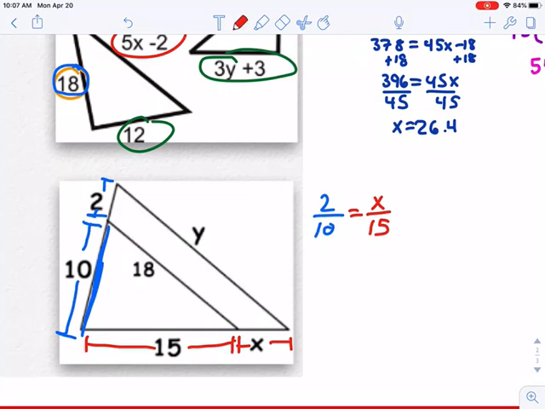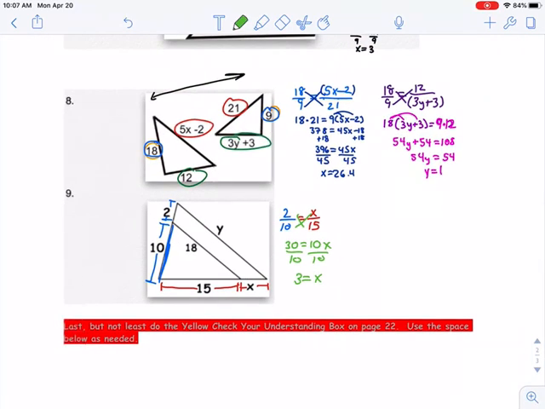All right, this ratio, this scale factor is going to be the same. All right, you can set it up like this. You're going to get 30 equals 10x. Divide by 10. 3 equals x. Okay, so that was part 1 of the video.